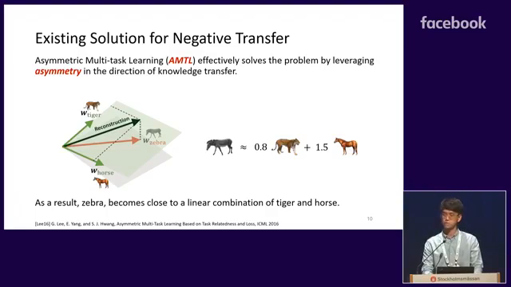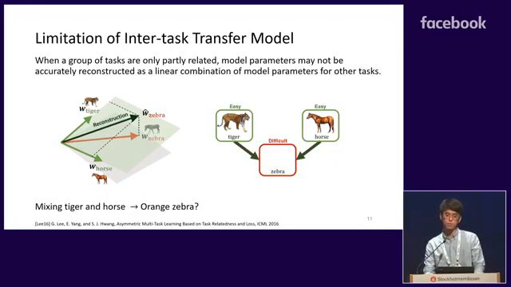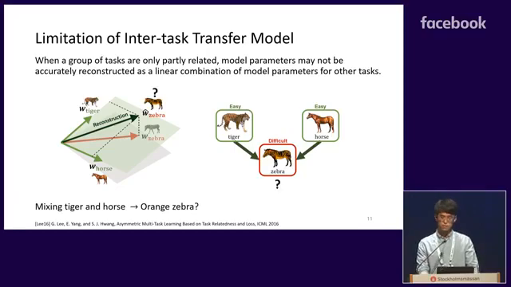However, when a group of tasks are only partly related, model parameters may not be accurately reconstructed as a combination of model parameters for other tasks. For example, we could get zebra, which is black and orange, not black and white, as a result of mixing tiger and horse. Therefore, it would be better if we can reconstruct only a part of knowledge in a asymmetric way.